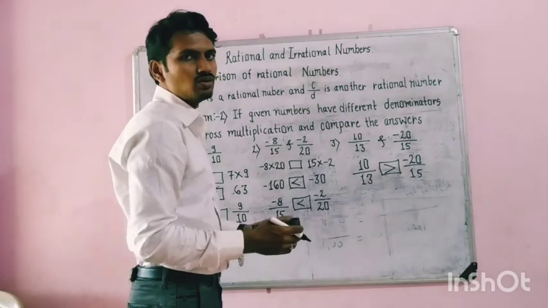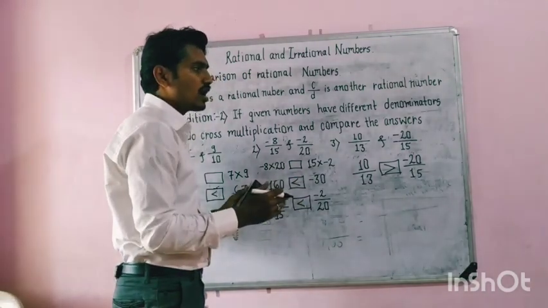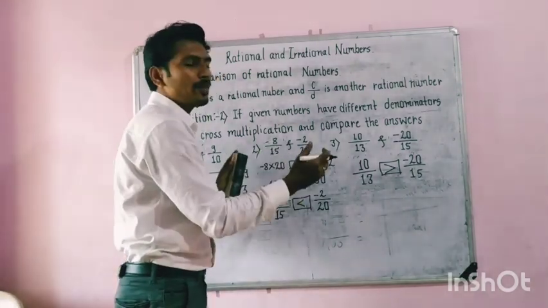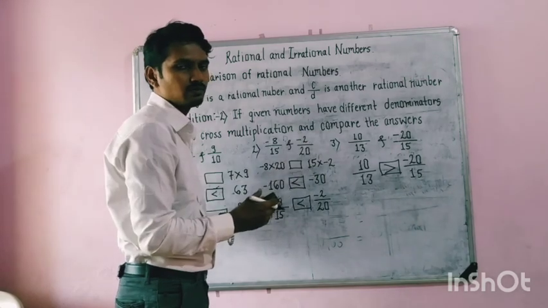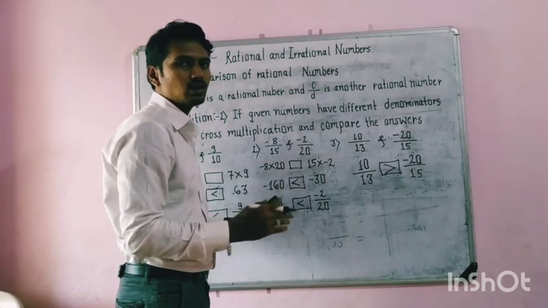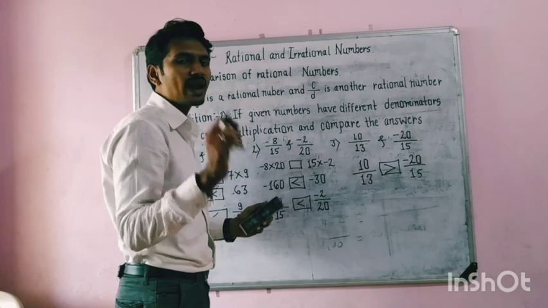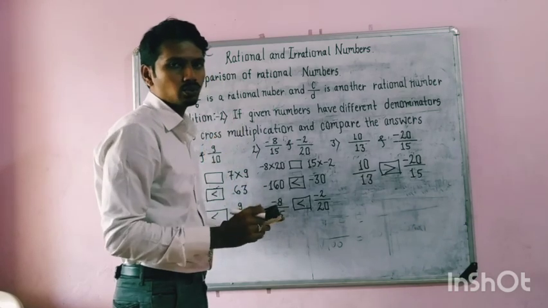I think you have got a better idea of how to compare two rational numbers. The homework is that you need to solve practice set 1.2. Thank you.